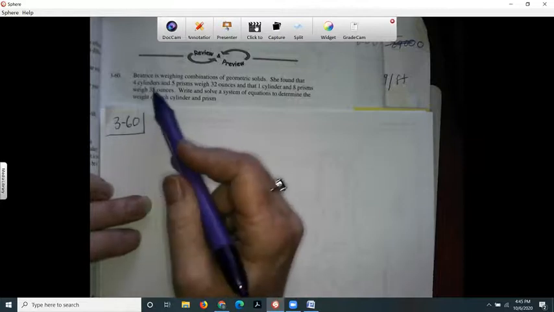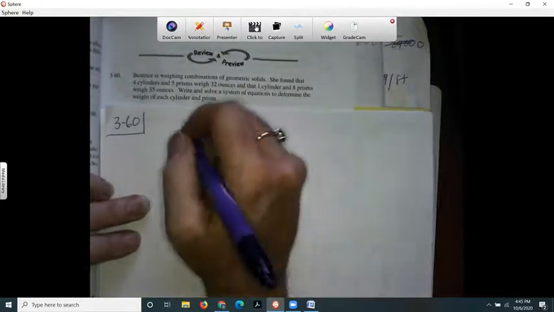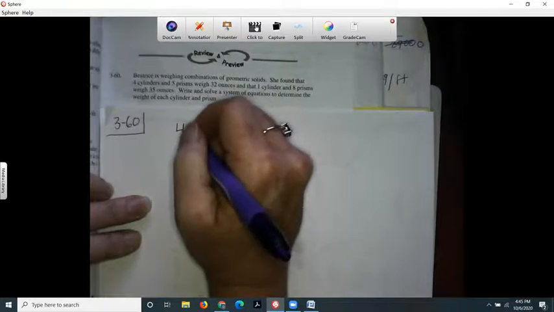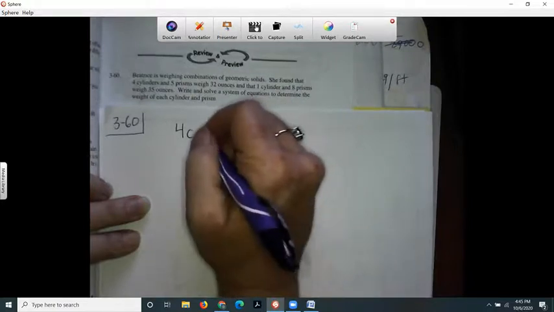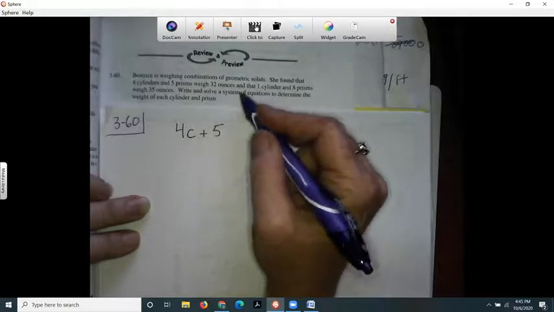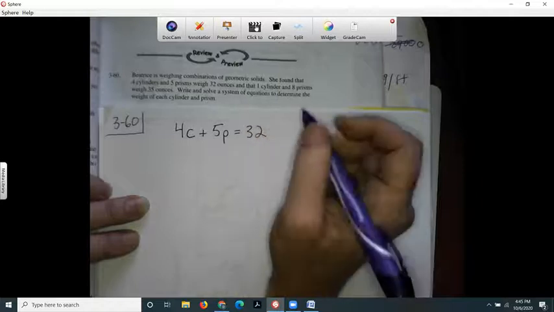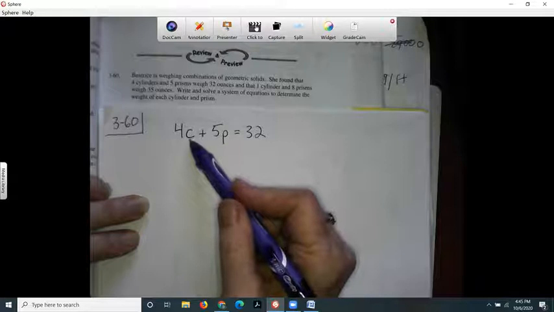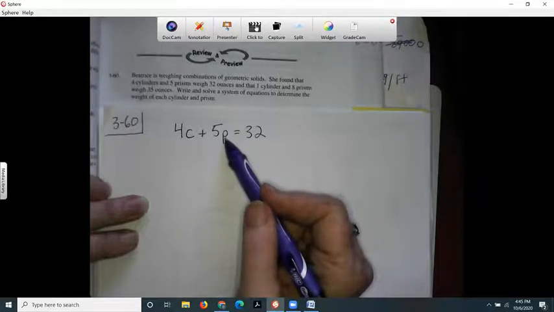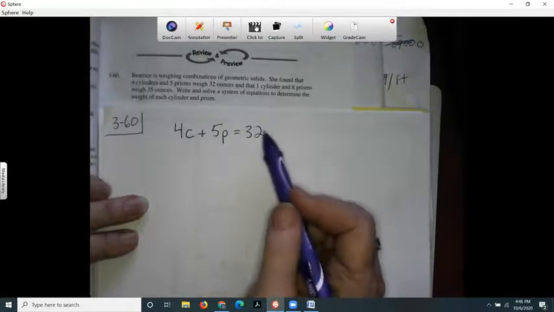She found that 4 cylinders, I'm going to use C for the weight of the cylinders. So I'm going to say 4 times however much each cylinder weighs, plus 5 times however much each prism weighs, is equal to 32. And I just got that from this sentence right here, because I'm letting C equal the weight of each cylinder, and P equal the weight of each prism. So those add up to 32.